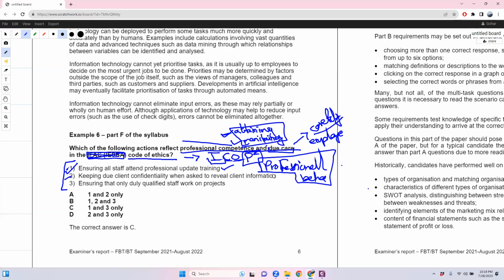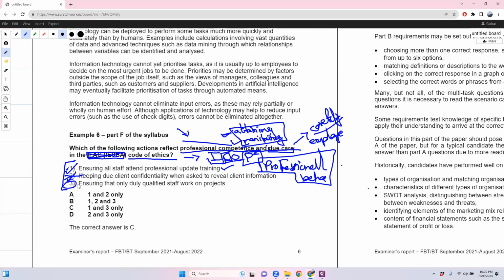You're not gaining or maintaining any kind of knowledge. You are not avoiding errors or doing the job carefully. You are meeting the definition of confidentiality, which states that all the information should be kept confidential and not shared with anyone. So option 2 is not correct here, because we only have to find the correct options which meet the definition of professional competence and due care.